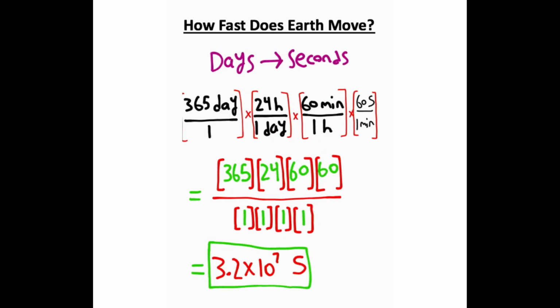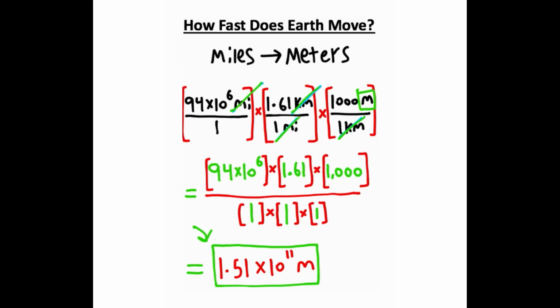Now I'm also going to convert the days to seconds. Notice that I have the days on top which cancel with these days. I have the hour here which cancels with this hour, and the minutes which cancel with these minutes. Multiplying everything on top divided by the product of everything on bottom, I will get 3.2 times 10 to the 7th seconds.